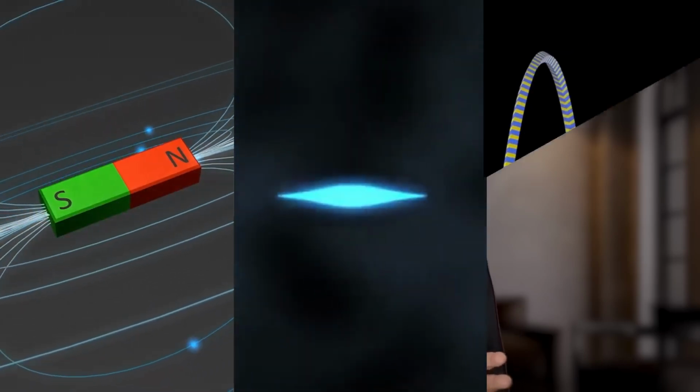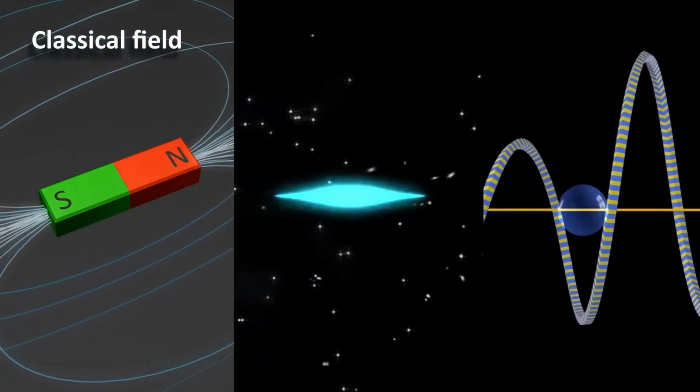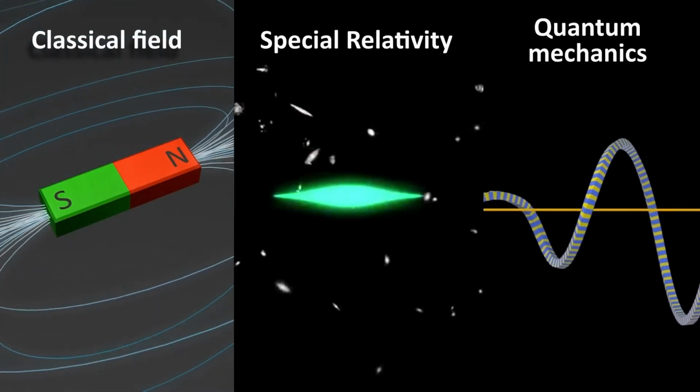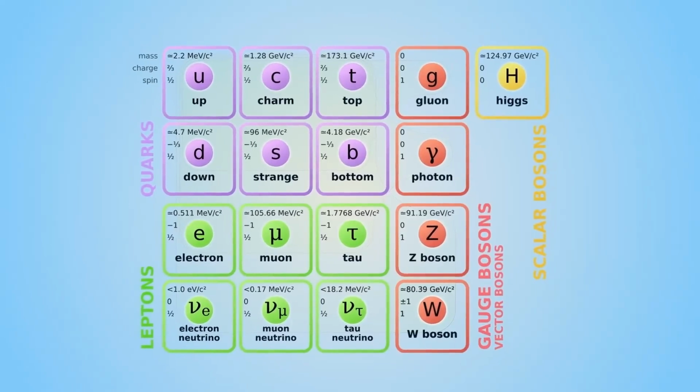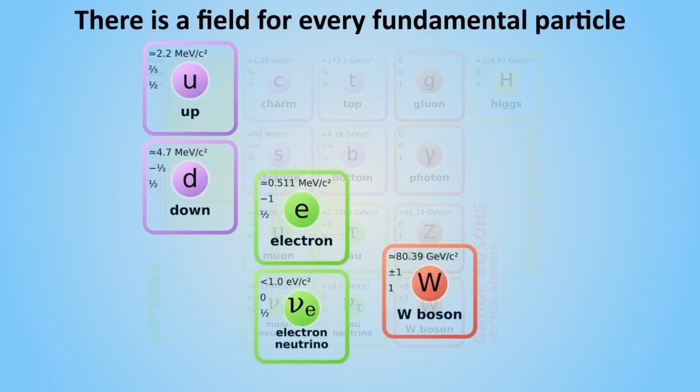So, what is quantum field theory? Well, it's a mathematical framework that combines classical field theory, a classical field would be like a magnetic field as described by James Clerk Maxwell, special relativity, and quantum mechanics. There is a field for every particle of the Standard Model. So in our beta decay example, there would be a field for the down quark, the W boson, the up quark, the electron, and the antineutrino.